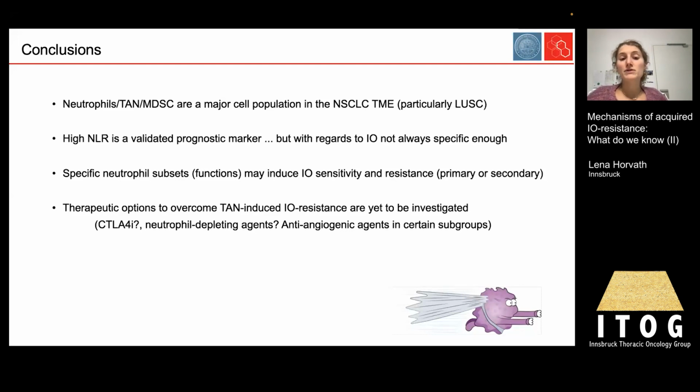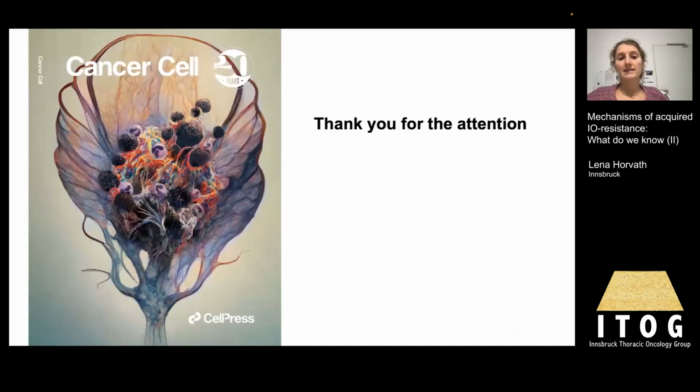And therapeutic options to overcome neutrophil-induced immunotherapy resistance are yet to be investigated, maybe CTLA-4 inhibitors, maybe neutrophil-depleting agents, or maybe anti-angiogenic agents in certain subgroups of patients. Thank you for your attention.